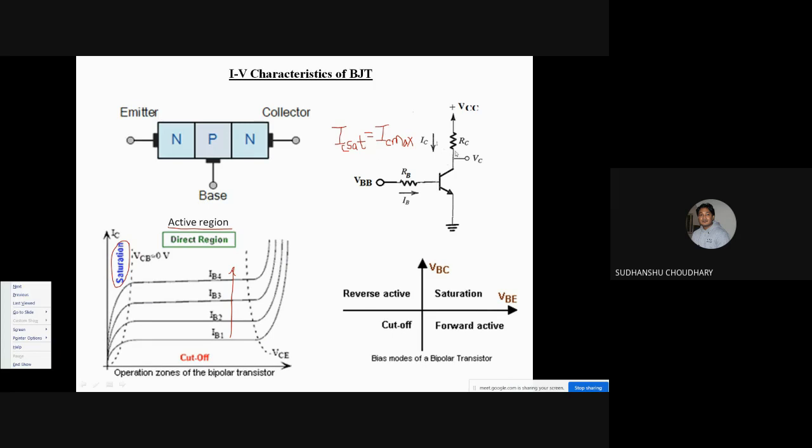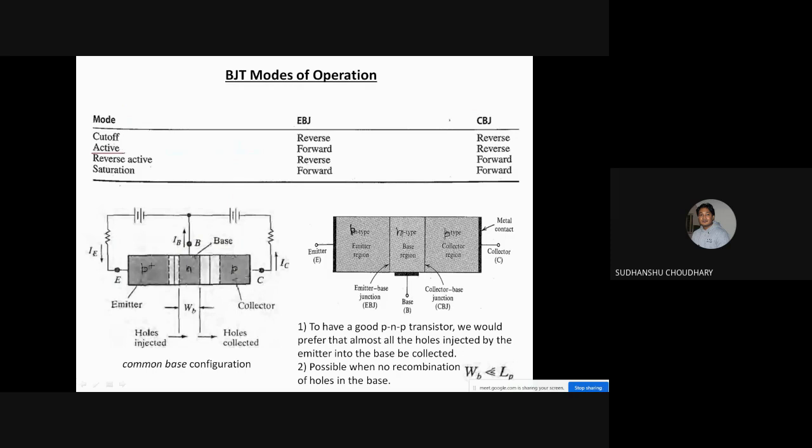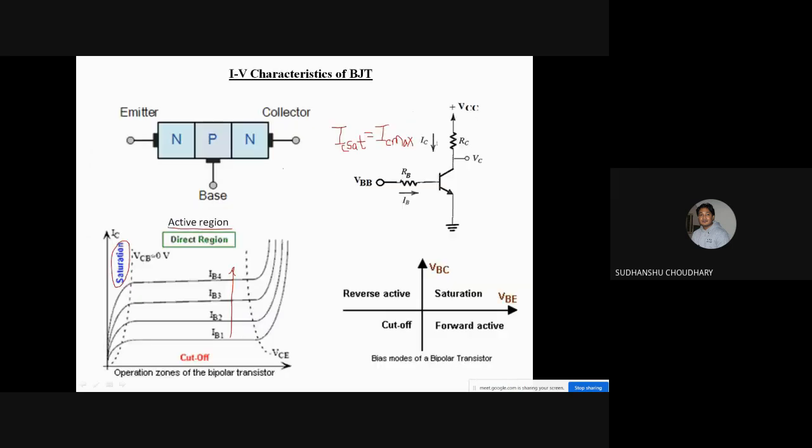Before that, let us try to bias this transistor. We had read that in the active mode, the emitter base junction has to be forward biased and the collector base junction has to be reverse biased. So let us bias this transistor to operate in active mode.